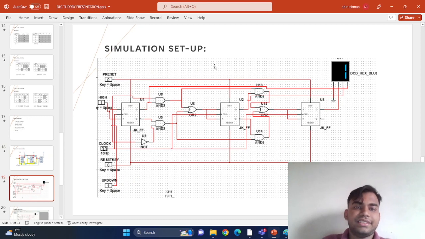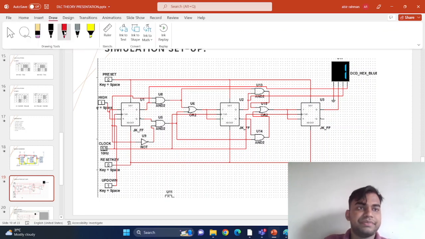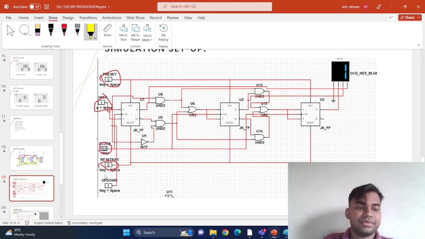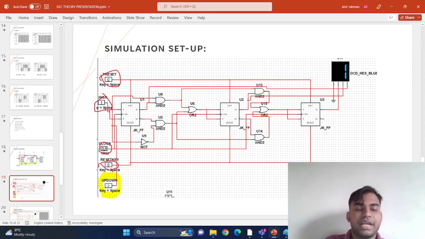So here is the simulation setup for the circuit. The preset and the reset are always 0, and we gave a clock pulse of 10 Hz, and this high is for the JA and KA, where JA and KA are 1. And the up/down button here is the M, and it works if we need to do counting upwards or downwards.